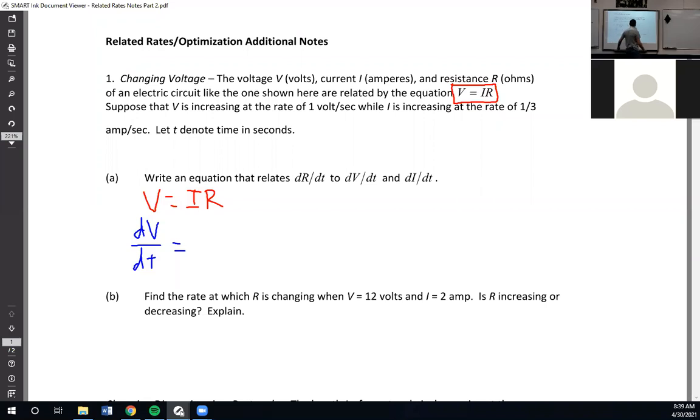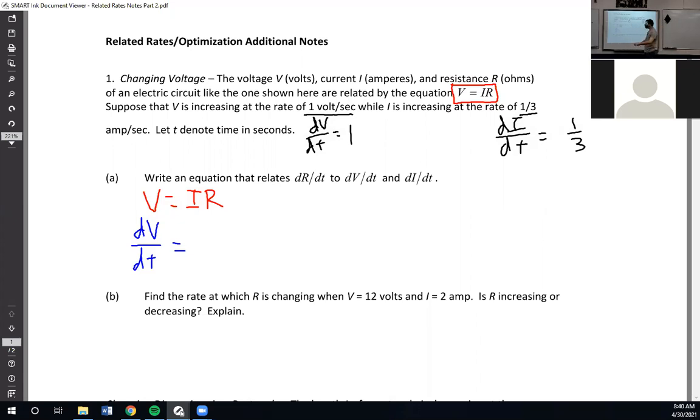And while you're wrapping that up and writing that down, notice that it says V is increasing at a rate of 1 volt per second. So this is dV/dt equals 1. And this is where the rate I is increasing, so this is dI/dt. dI/dt is 1/3. And we know that those are positive because the problem says these variables are increasing at that rate.